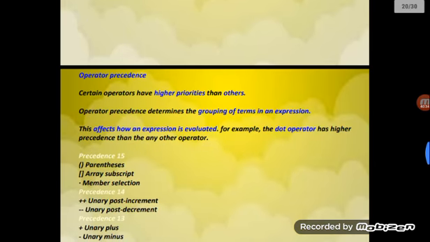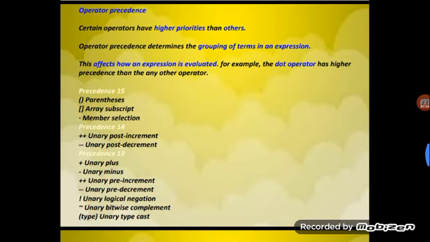And then operator precedence: certain operations have higher priority than others. Operator precedence determines the grouping of terms in an expression, and this affects how an expression is evaluated. For example, the dot operator has higher precedence than any other operators.